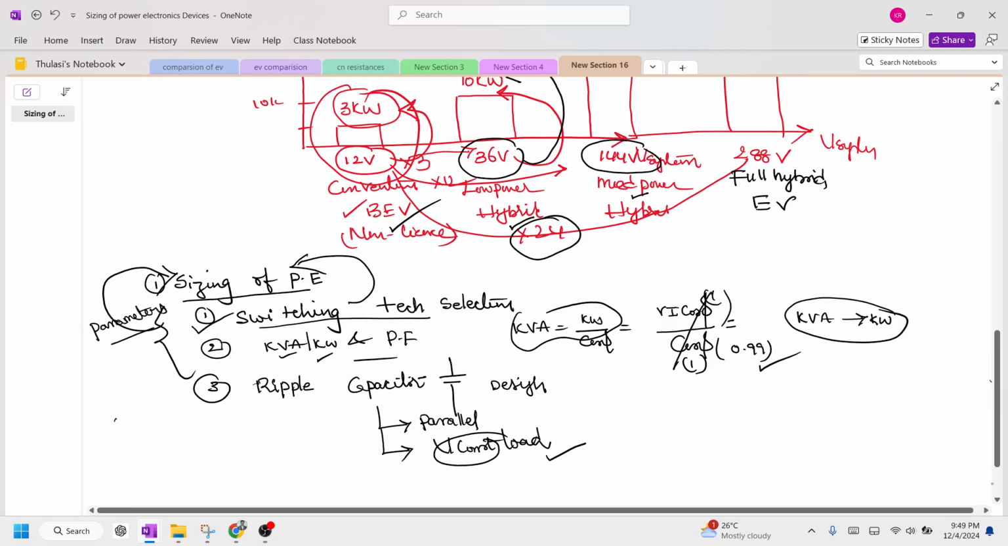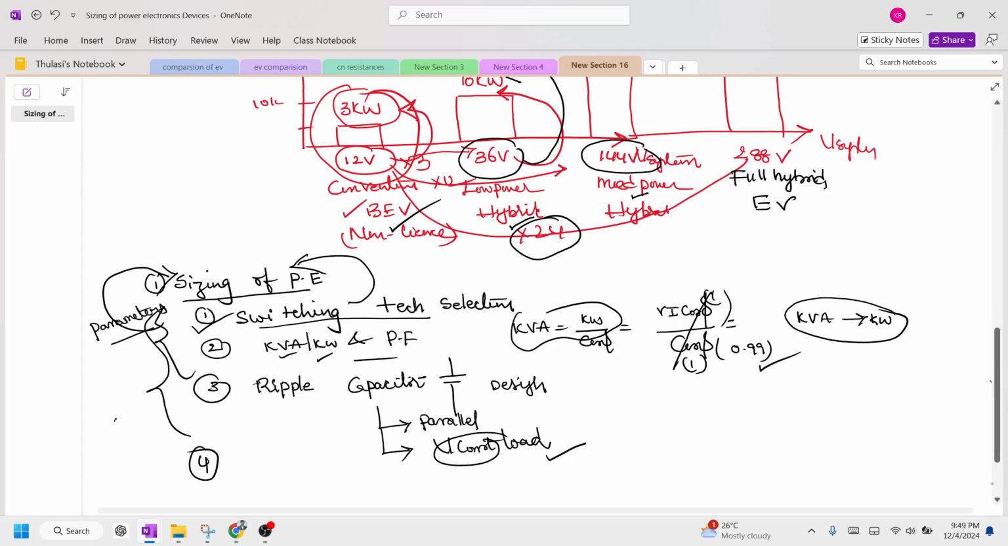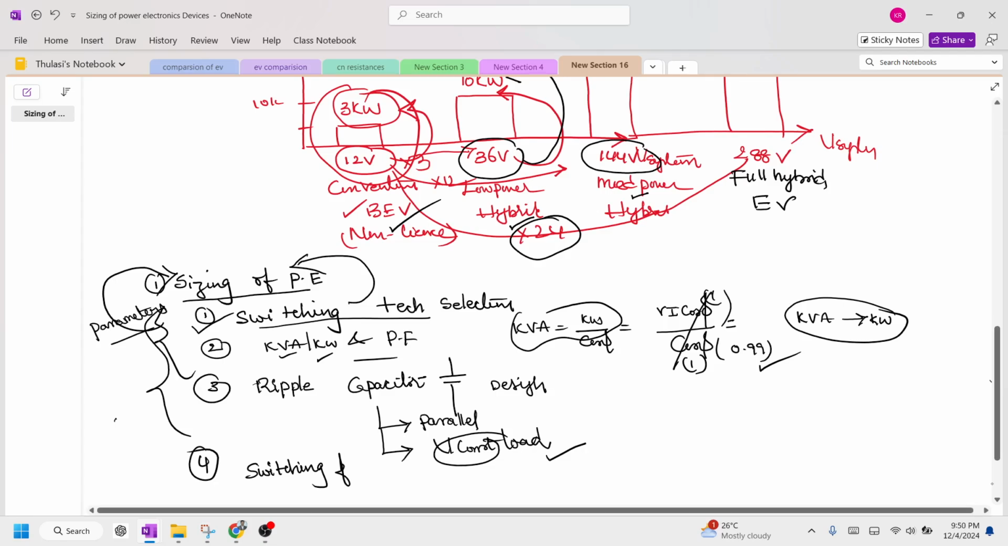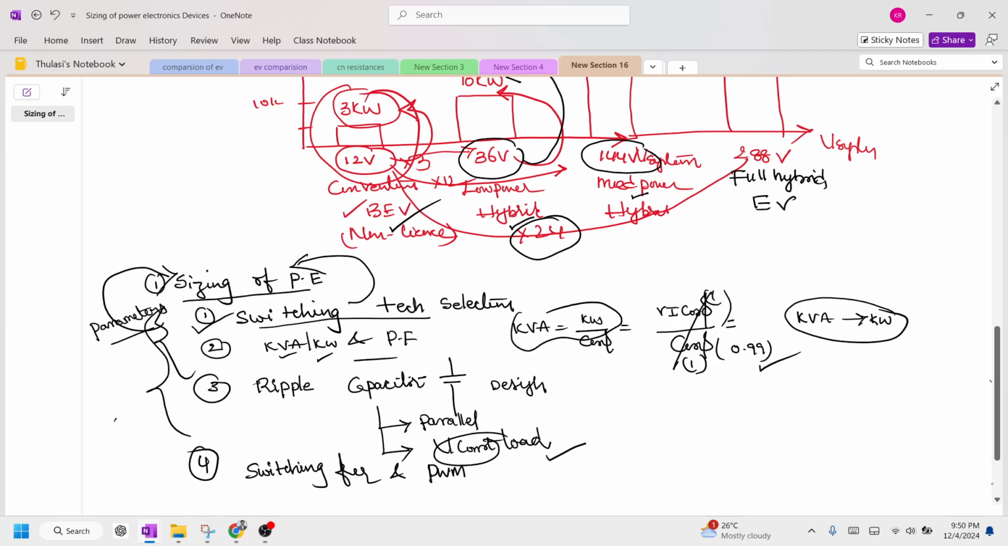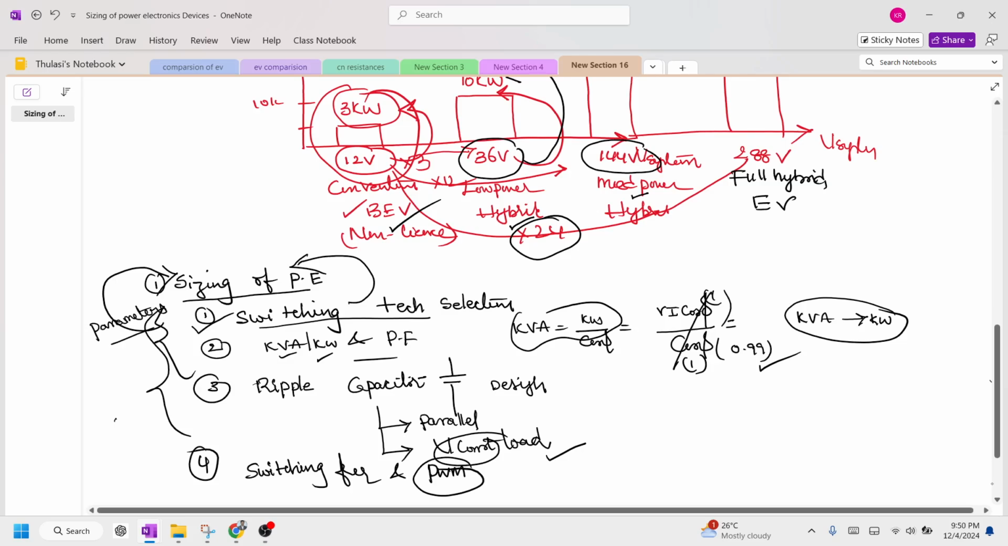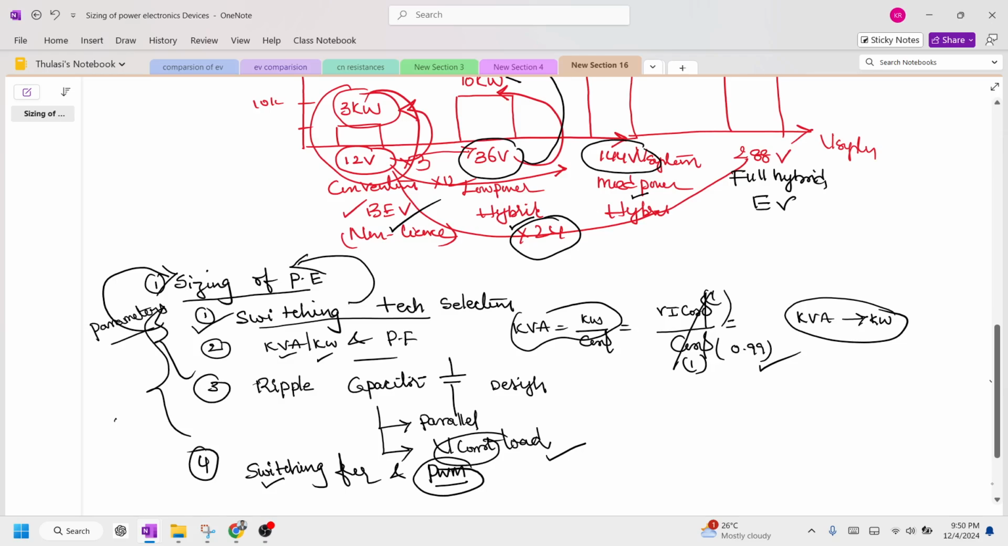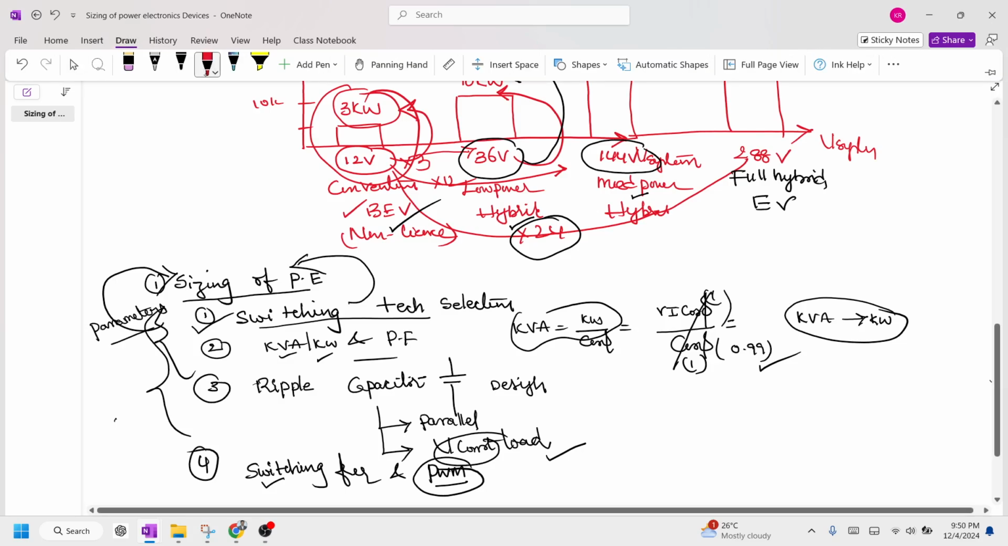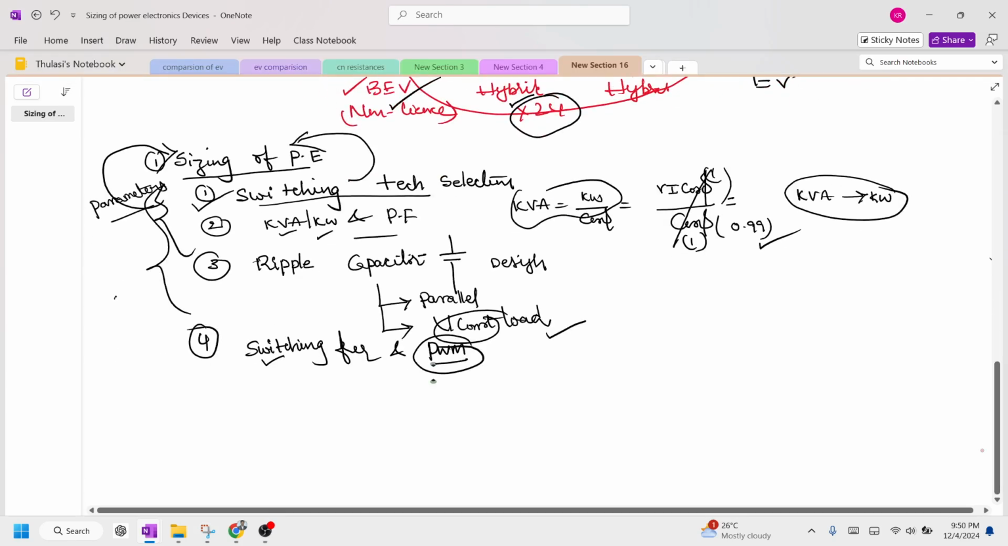So based upon these parameters, the next parameter which is going to decide the size of power electronics is switching frequency and pulse width modulation. What kind of switching frequency you select, and the pulse width modulation technique, will change your electric vehicle performance. Now let's go in depth to understand the switching technology selection.